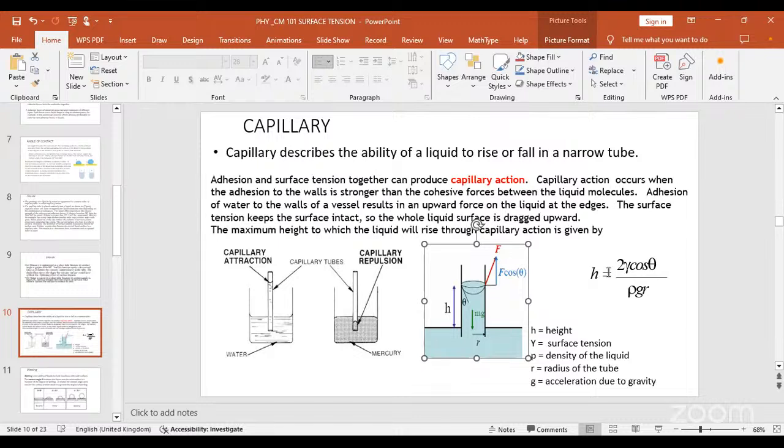in the capillary tube gives us h equals 2 times gamma times cos theta, that is the angle of contact, as we can see here, divided by the density of the liquid times the acceleration due to gravity times the radius of the capillary tube.